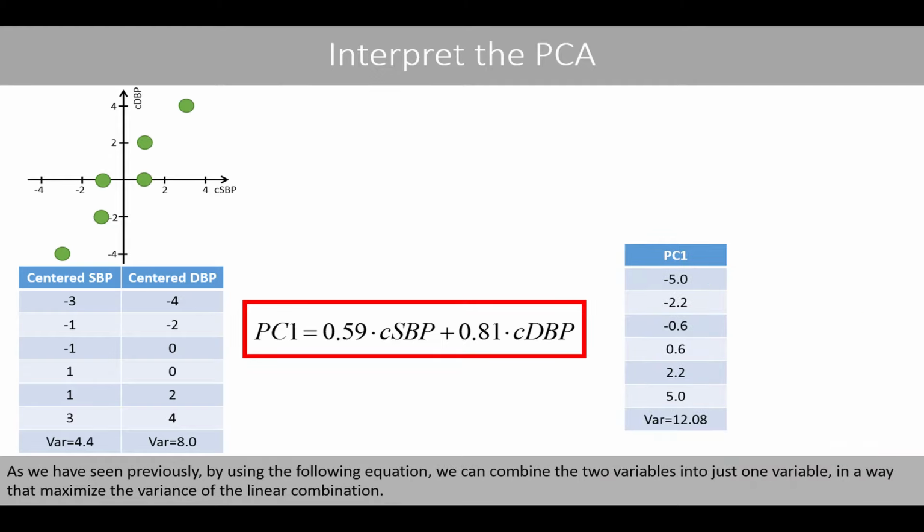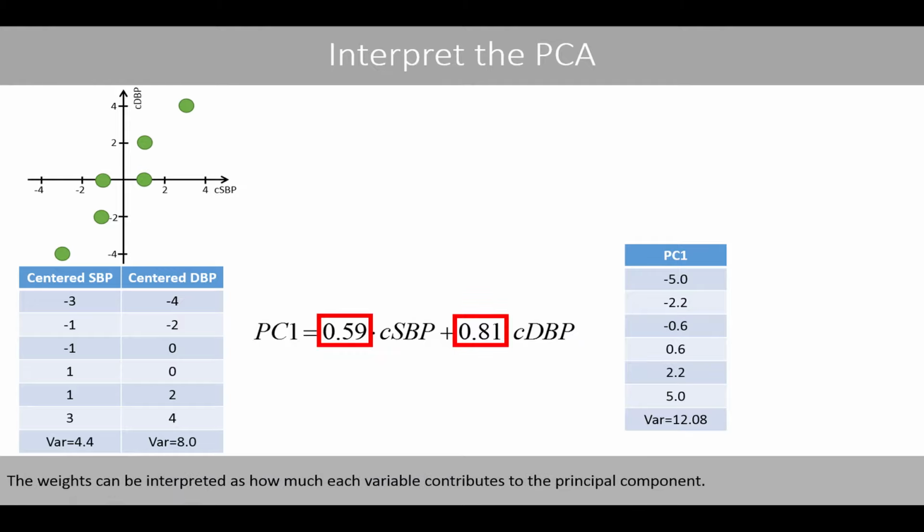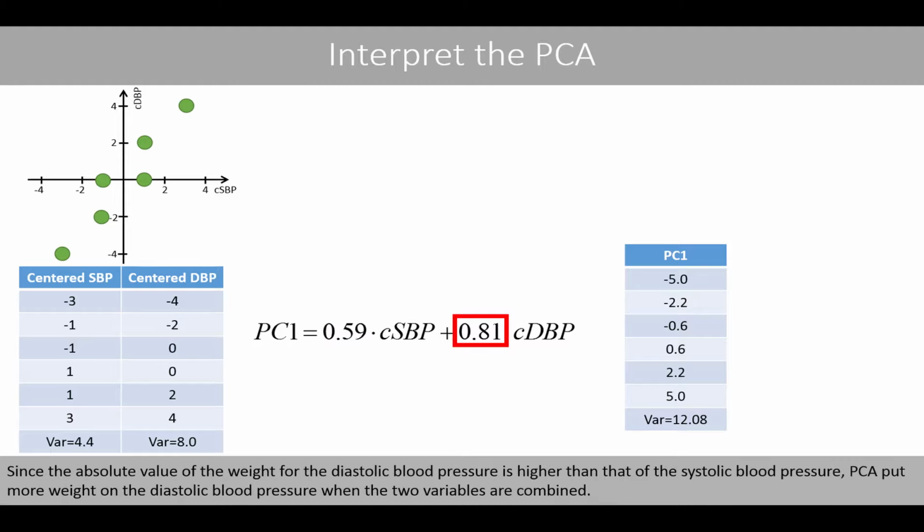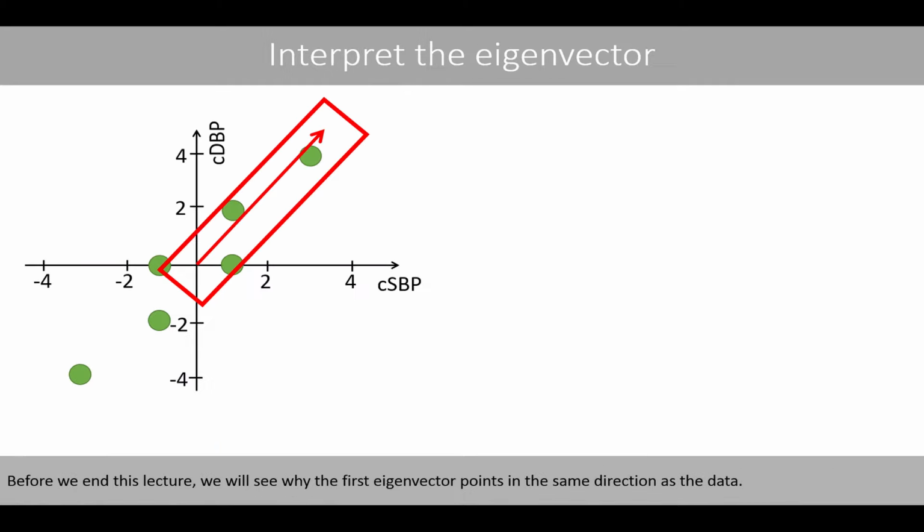As we have seen previously, by using the following equation, we can combine the two variables into just one variable in a way that maximizes the variance of the linear combination. The weights can be interpreted as how much each variable contributes to the principal component. Since the absolute value of the weight for the diastolic blood pressure is higher than that for the systolic blood pressure, PCA put more weight on the diastolic blood pressure when the two variables are combined. Before we end this lecture, we'll see why the first eigenvector points in the same direction as the data.